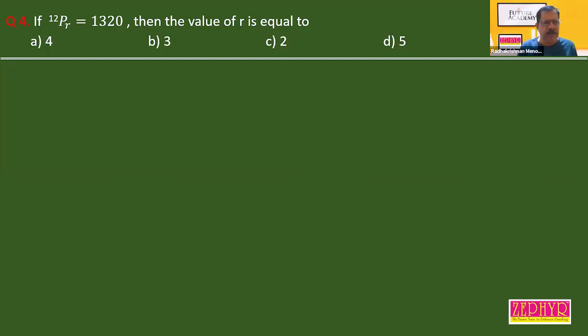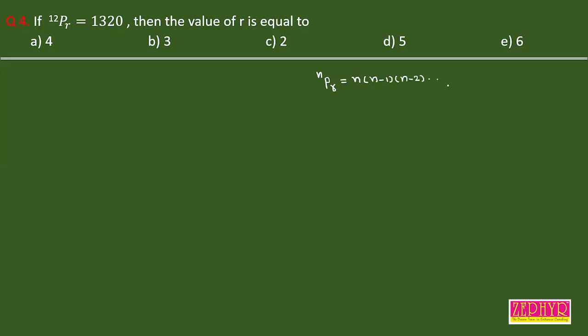So how can you solve this question? 12 PR. As I told you, NPR is product of R natural numbers in descending order starting from N. N എന്ന് തുടങ്ങിയിട്ട് N into N minus 1 into N minus 2 into... N minus R plus 1.